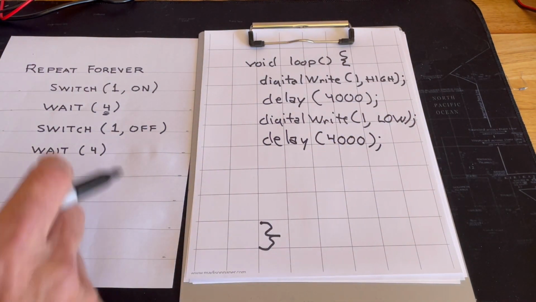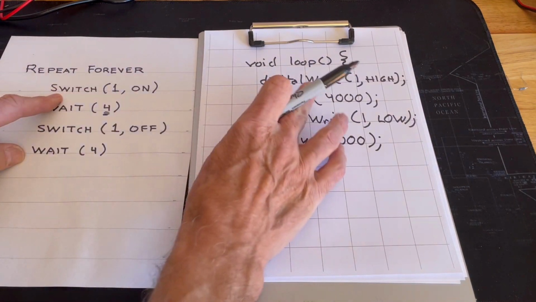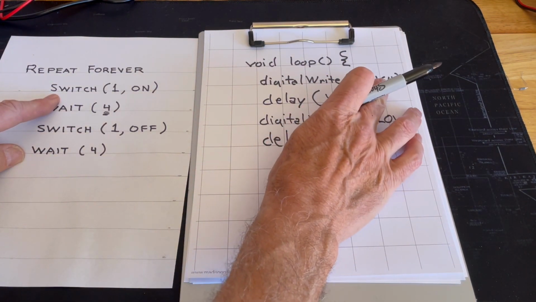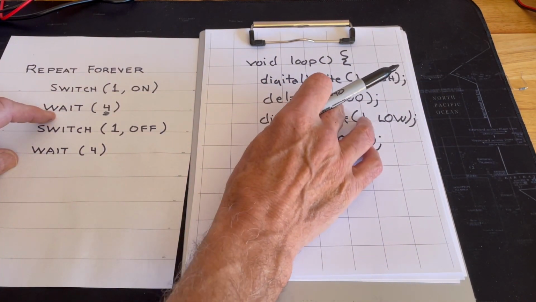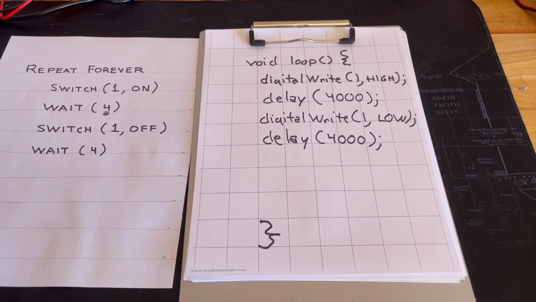And that's it. So you can see there's kind of a 1-for-1 mapping. Switch 1 on is called digital right, the number of the LED we want, and high for on, low for off. And to delay something, it's in milliseconds or thousands of seconds. All those patterns we've seen, I'm thinking you probably can write that now in computer code, and we'll do that shortly.